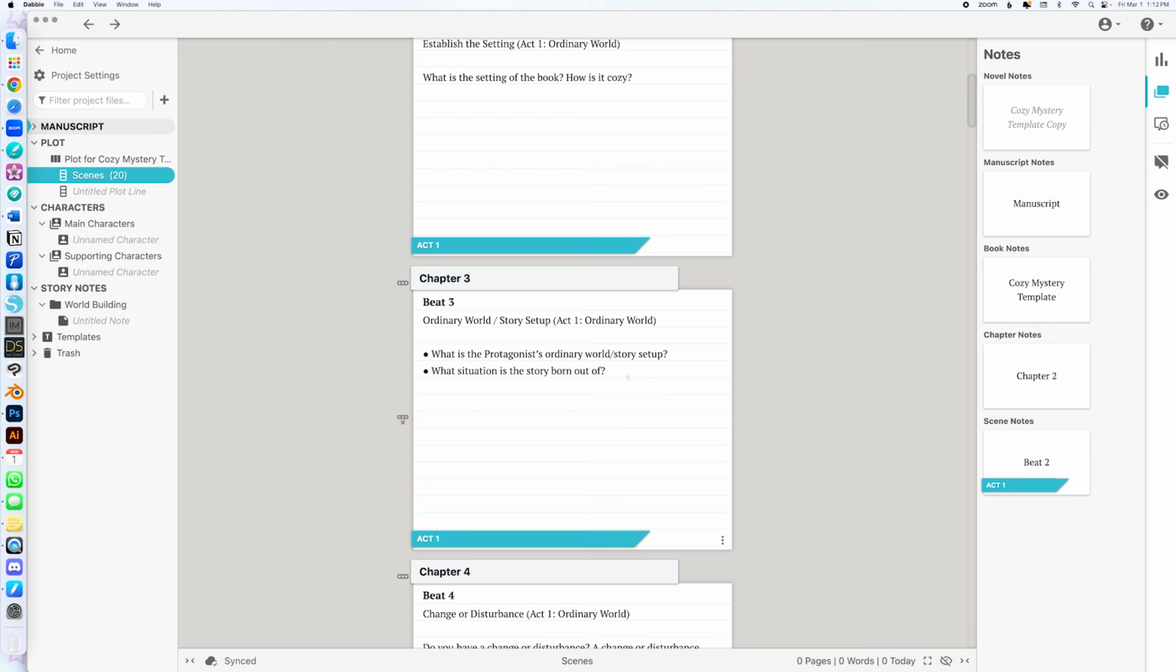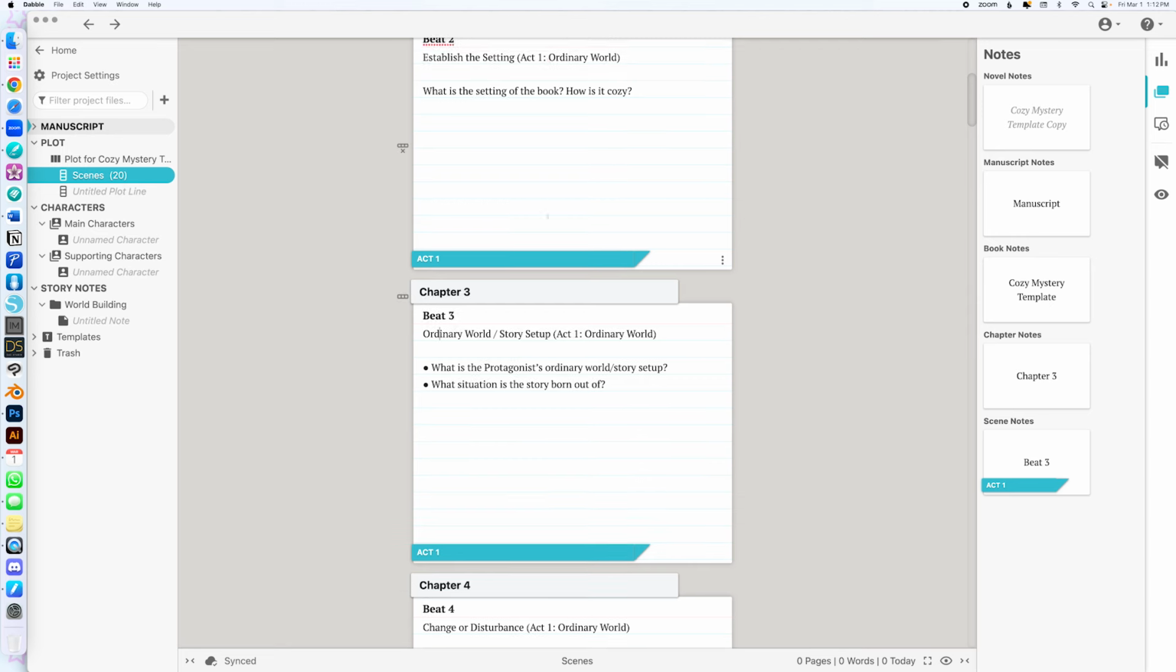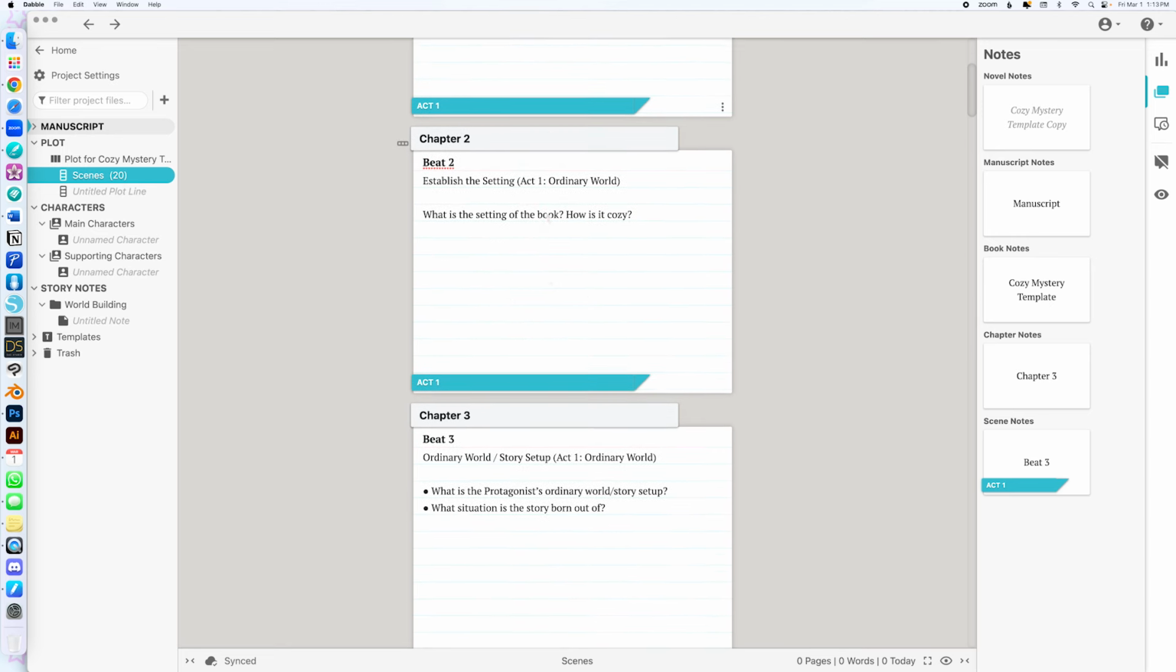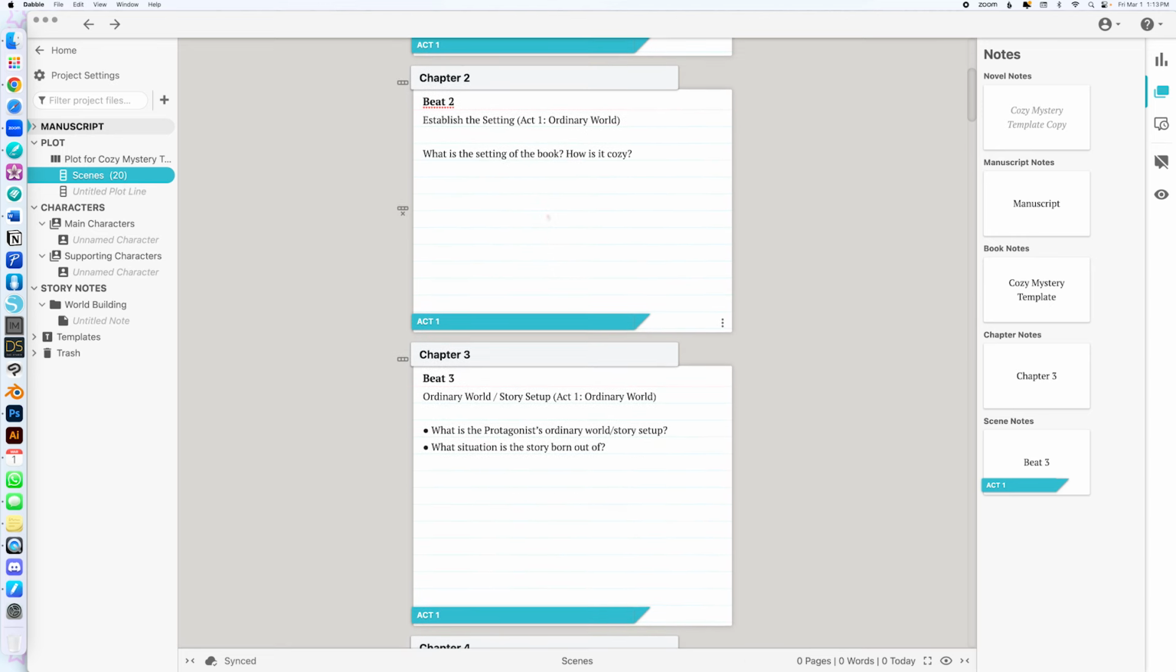For my book, for example, A Grave Roast, the ordinary world and the story setup for me here was showing Piper, who's the protagonist, showing more of her interaction with Stella Rutherford, who's her ghost familiar, and her interaction with Harry Houdini, with some of the people that come into her cafe. So these three beats kind of go hand in hand, where you're introducing the character, the world, the cozy setting, and kind of hinting at what is to come.